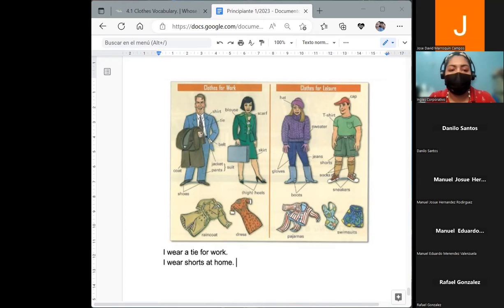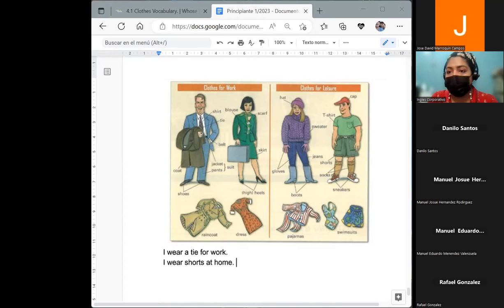Okay, entonces seguimos. Then we have a tie, que es la corbata. We have a belt, que es el cinturón. We have a jacket, que es la chaqueta. Pants, en este caso, pantalones formales. The coat, que es el abrigo que se utiliza. Los shoes, sí utilizamos como shoes para muchos tipos de zapatos, pero en este caso ustedes saben que son los zapatos formales. Luego, en el caso de ella, tenemos blouse, que es la blusa, scarf, que no todas las mujeres lo utilizan, pero es una bufanda.